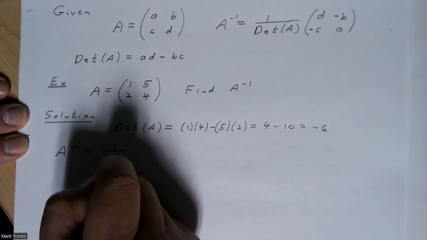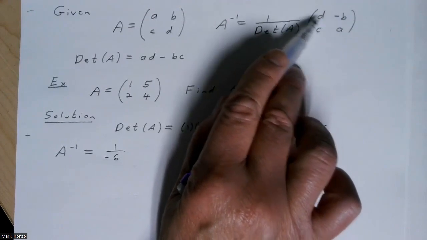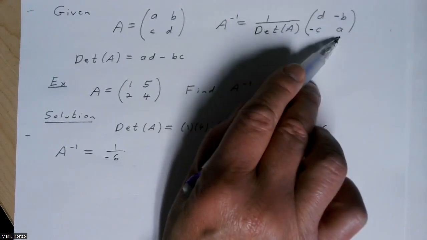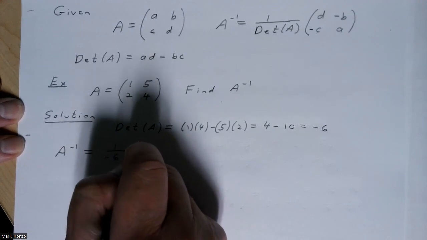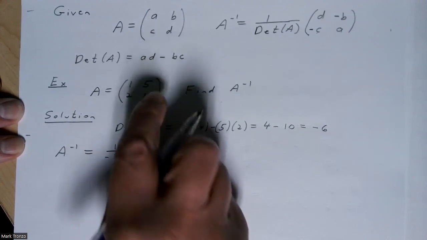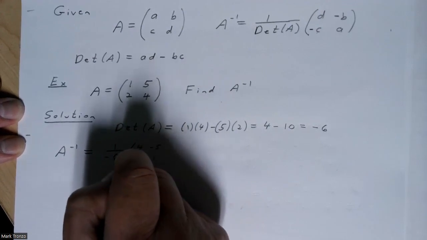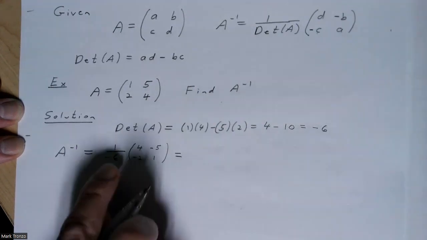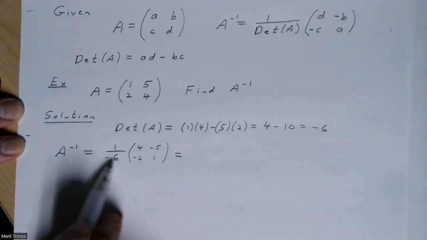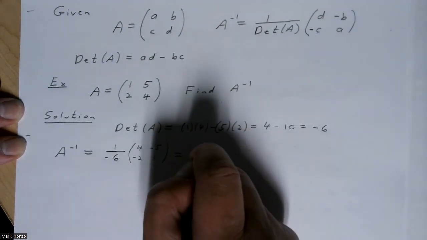1 over minus 6. And again, we're going to exchange the upper left and the lower right. And then change the signs on these two. And then multiply through by this scalar. Remember, when you multiply by a scalar, you multiply all the elements.